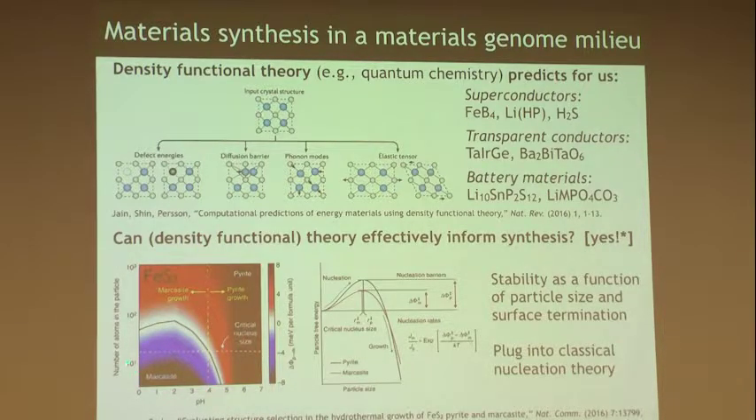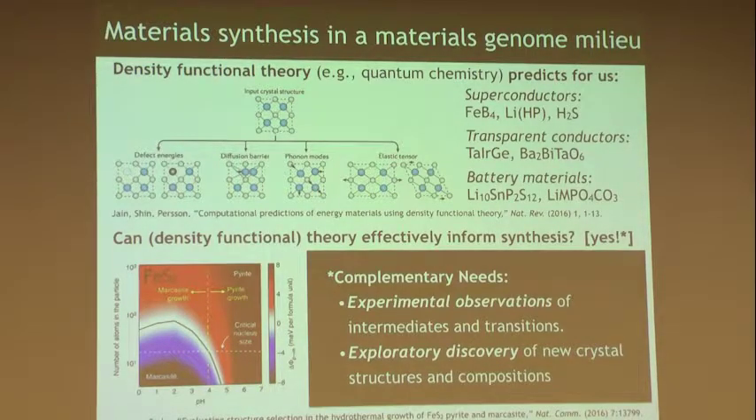And so at low pHs, you would expect to make marcasite, and at high pHs, you'd expect to get pyrite, which is really the true thermodynamic ground state. And this turns out to be what's observed in a lot of hydrothermal reactions. And so thinking about stability as a function of particle size or surface termination, we can plug this into simple theories to learn quite a bit. But it doesn't tell us all the answers.